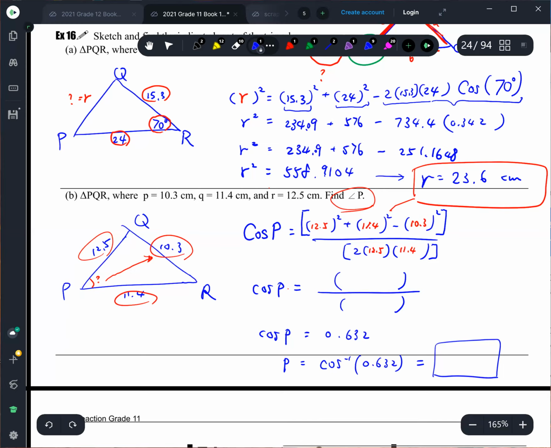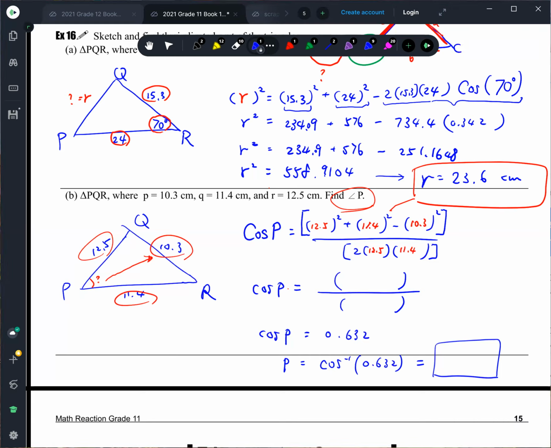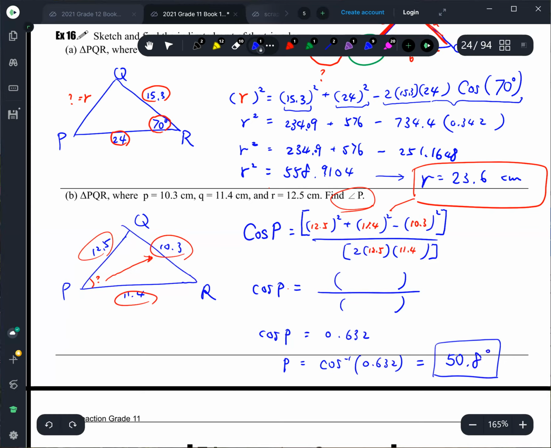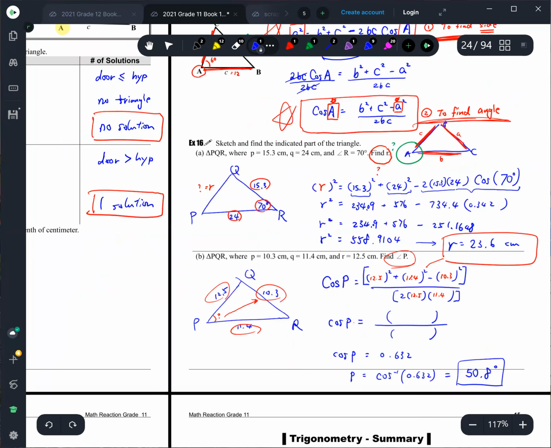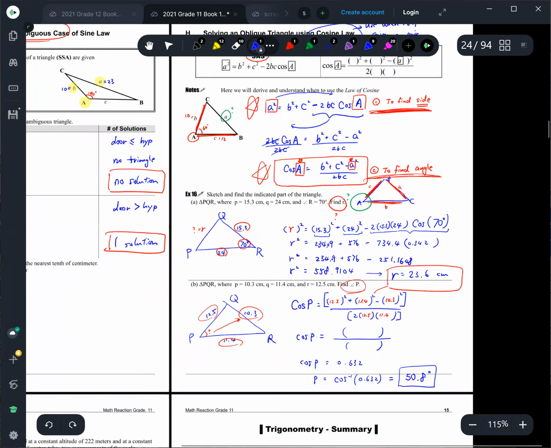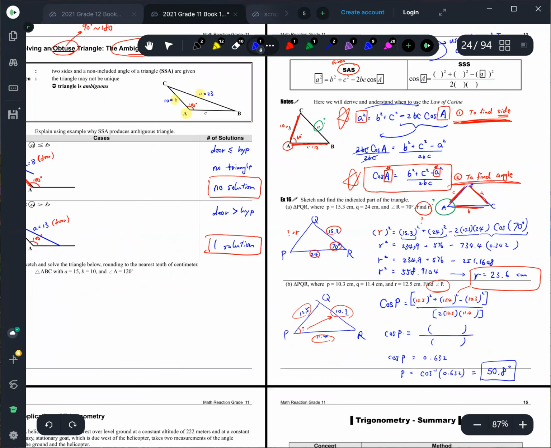Okay, what's the angle, Henry? I got 50.8. Okay, 50.8 degrees. So don't forget degrees, this is the angle. All right, any questions about sine law and cosine law? Cosine law, no ambiguity. Sine law, you need to think about whether you can get ambiguity. So there's quite a lot of stuff here, so that's why we're going to do a summary first before I let you go.